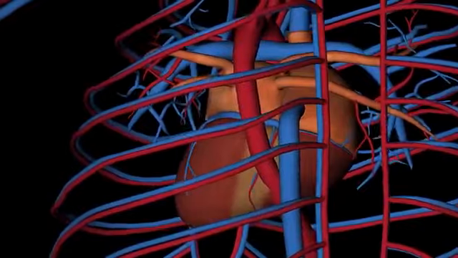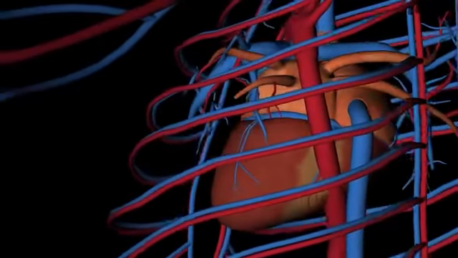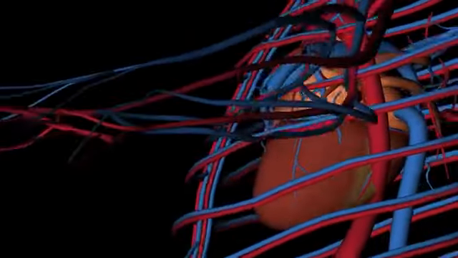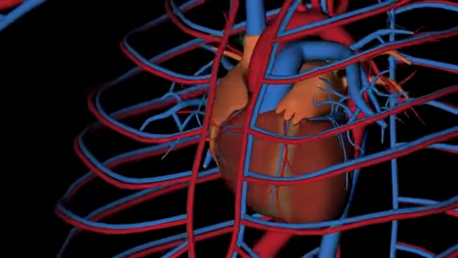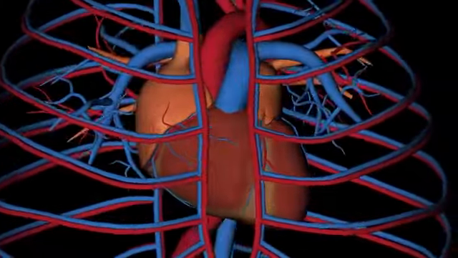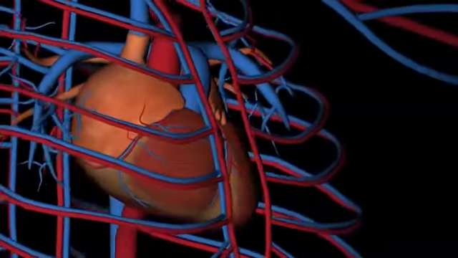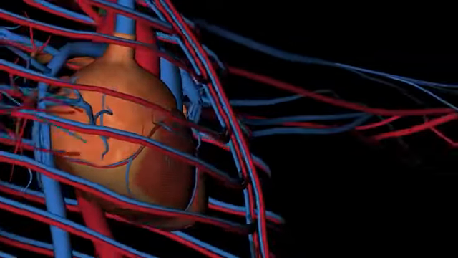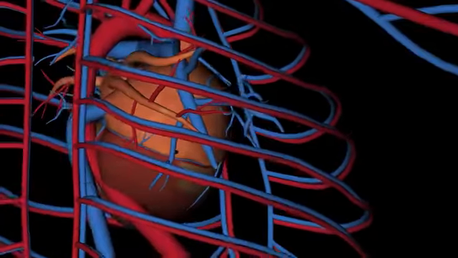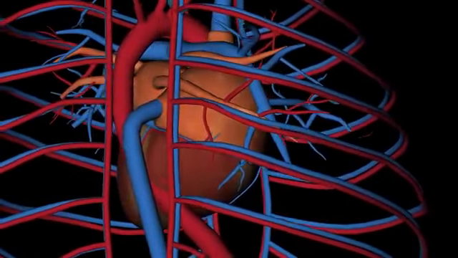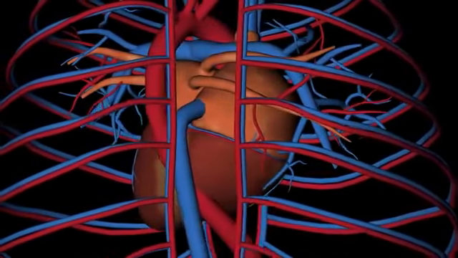It pumps the oxygen-depleted blood to the lungs through the pulmonary artery to be oxygenated. The left atrium is the upper chamber on the left side of the heart. It receives oxygenated blood from the lungs and pumps it into the left ventricle through the mitral valve. The left ventricle is the lower chamber on the left side of the heart. It pumps the oxygenated blood out to the rest of the body through the aorta, the main artery of the body.